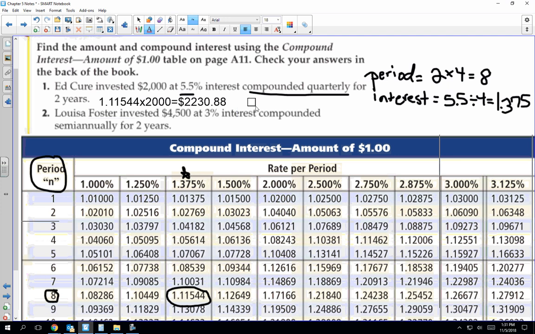So our compound interest is 2230.88 minus the original $2,000. I don't even need a calculator for that. That's $230.88.